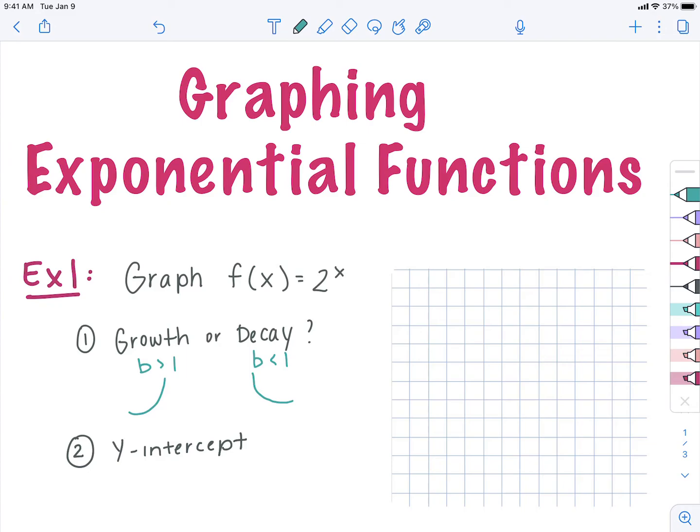So I look over at my b value, and remember your b value is whatever's the base of your exponent. And since 2 is greater than 1, that tells me that I'm working with a growth function. So my function is going to be growth since my b value is greater than 1.